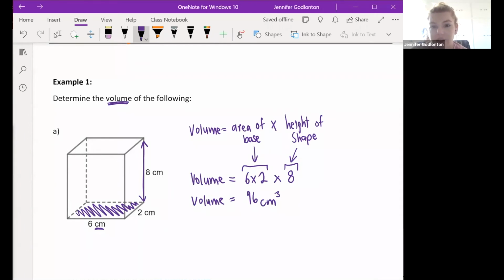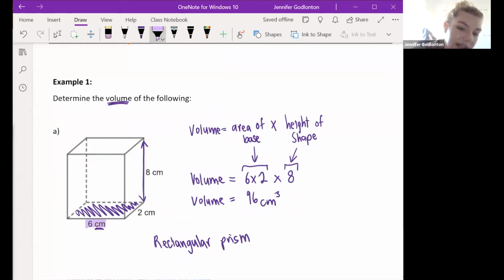So this is our first example of what this looks like. This would be a rectangular prism. For anyone who wanted to know, this is a rectangular prism. And the reason it's a rectangular prism and not a cube is because these values are different to each other. I'm happy to take questions, and then I'm going to give you guys one to try by yourselves.